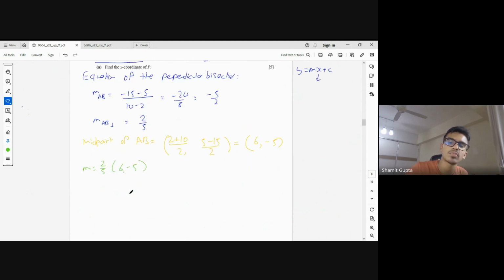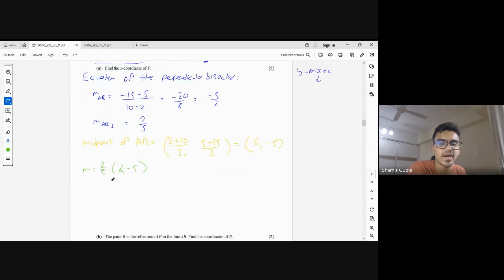Now you can do your y minus y1 equals m times x minus x1, or you can do y is equal to mx plus c. I'm going to do y is equal to mx plus c. So you have negative 5 is equal to 2 over 5 times 6 plus c. Negative 5 is equal to 12 over 5 plus c. c is equal to negative 5 minus 12 over 5. That should be negative 37 over 5. I'll just confirm with the calculator once again. It should be negative 37 over 5 though. Yeah, negative 37 over 5.